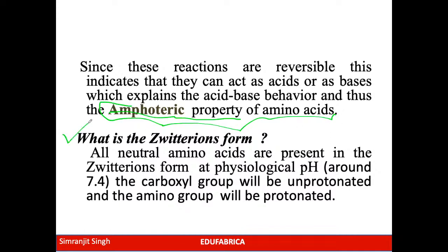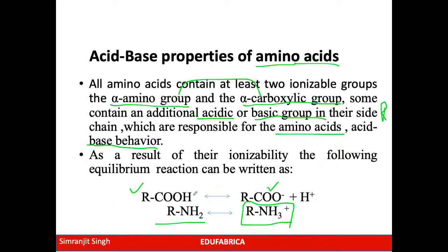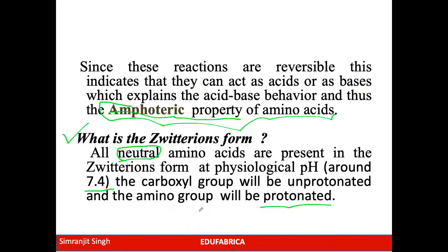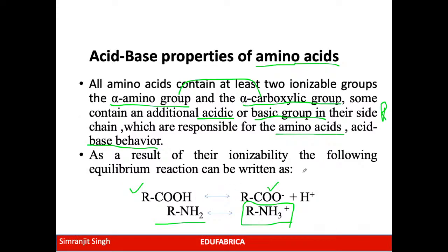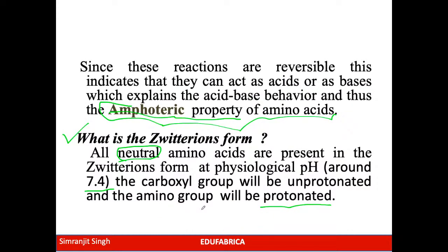Then comes the next point, that is zwitterions. As I said, all neutral amino acids are present in zwitterion form at physiological pH, that is 7.4. At 7.4 they will all be neutral, and the carboxylic group will be unprotonated and the amino group will be protonated. The carboxylic group tends to lose the proton, whereas the amino group tends to gain a proton. That's why they are also known as zwitterions.